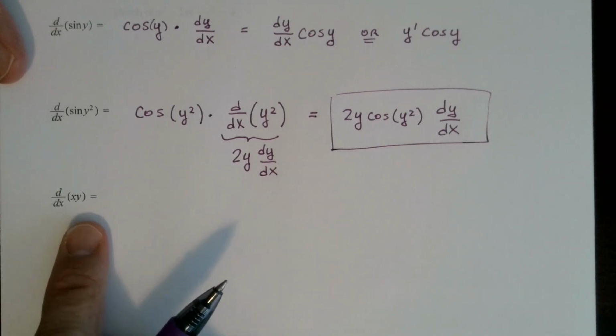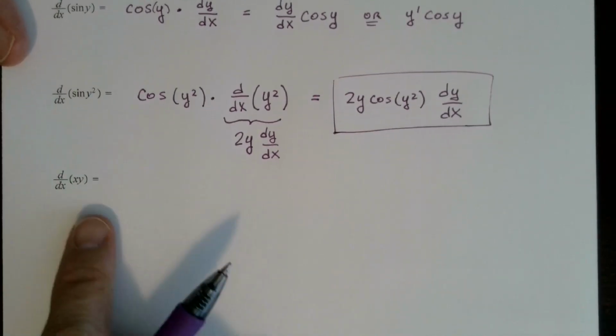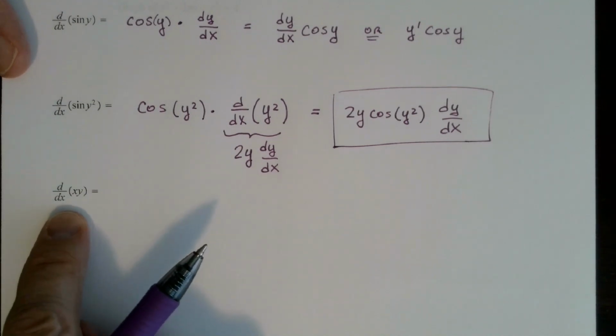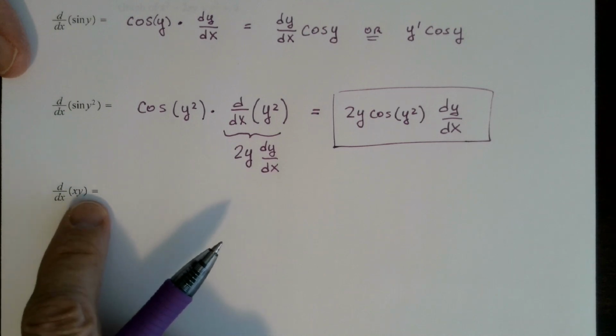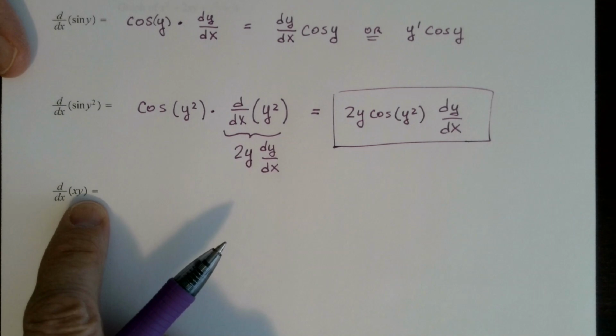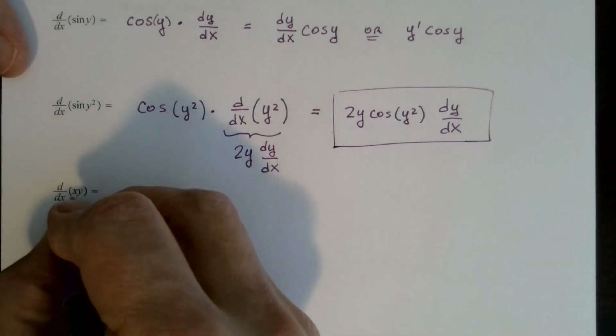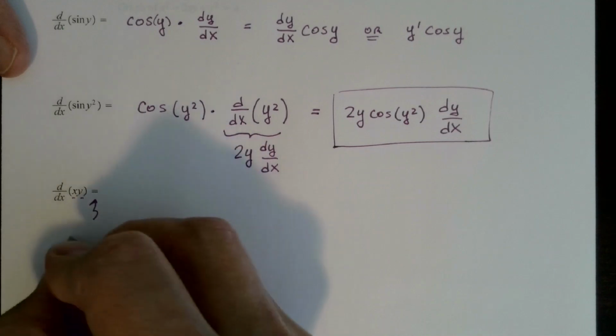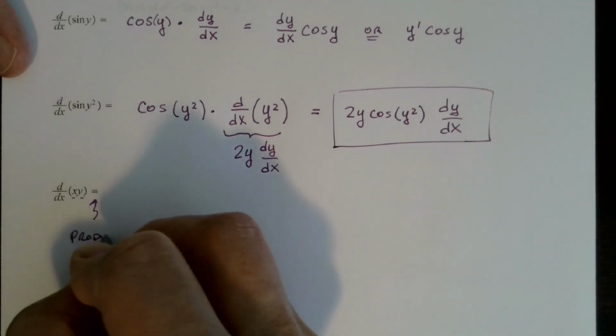One more, and then we'll stop this video. In the next video, we'll look at some more examples. Here we have the derivative with respect to x of x times y. So x is obviously a function of x, and y is a function of x. So if I'm multiplying two functions of x and finding their derivative, what rule do I have to use? Product rule.